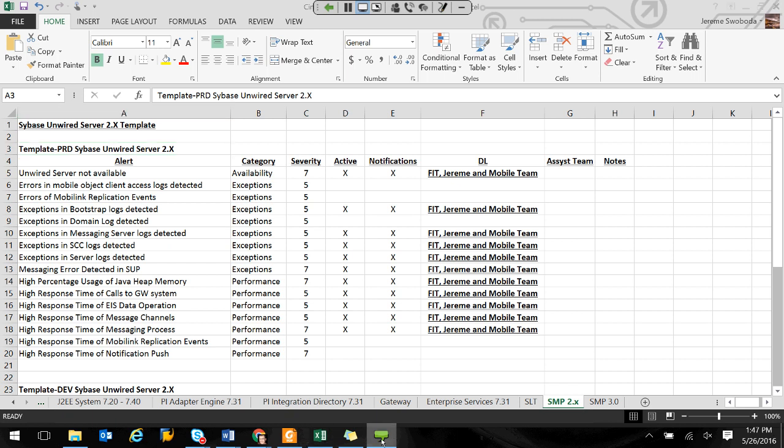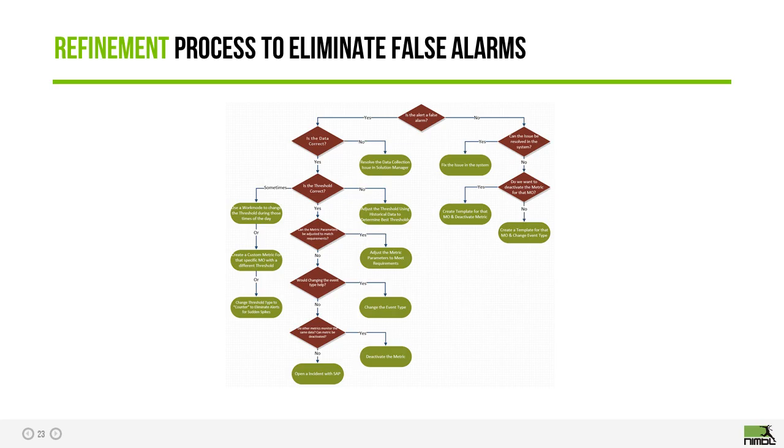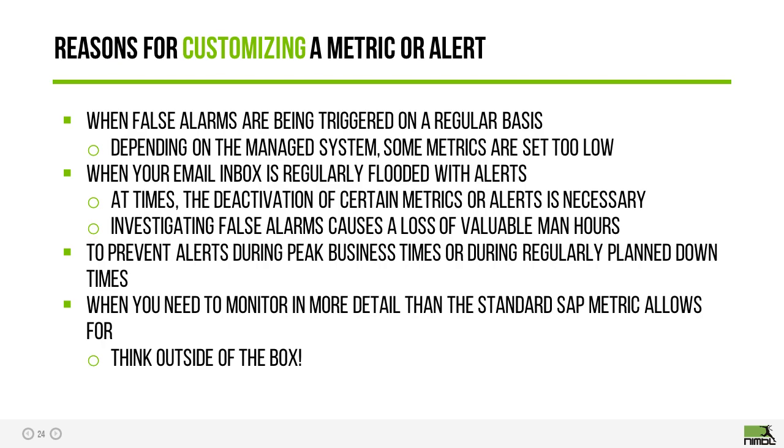Moving back to the slides, some of the reasons, and some of this we probably have already talked to. I tend to get ahead of myself when I'm talking about this stuff, thinking ahead, right? Reasons for customizing alerts, right? When false alarms are being triggered on a regular basis and you're getting overwhelmed with alerts. The more that happens, the more people stop paying attention, and the more Outlook starts automatically putting your stuff in the clutter box, which is not what you want, right? You want people to pay attention.